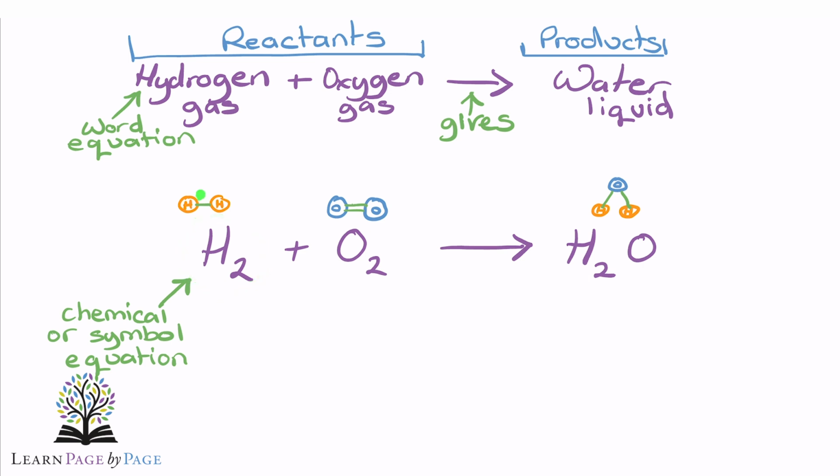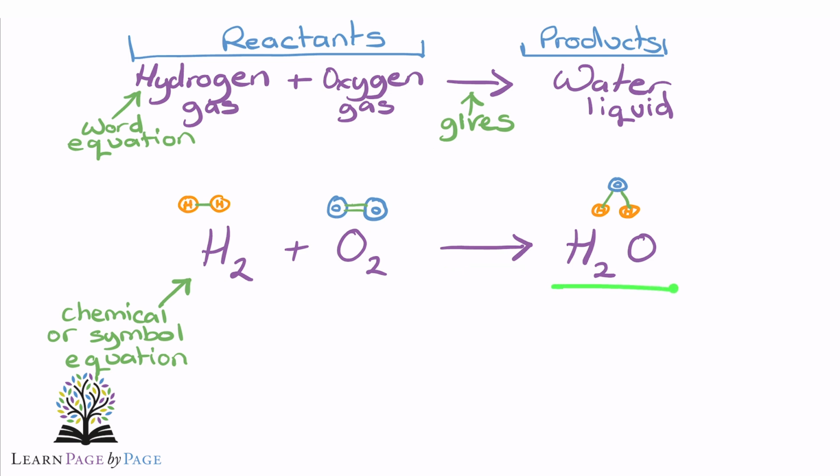So as you can see here, you've got a hydrogen chemically bonded to another hydrogen. And that is why it's called H2. The same with the oxygen, O2. We have oxygen chemically bonded with a double bond to another oxygen atom, and therefore we have O2. The arrow gives again, and you're going to get H2O.